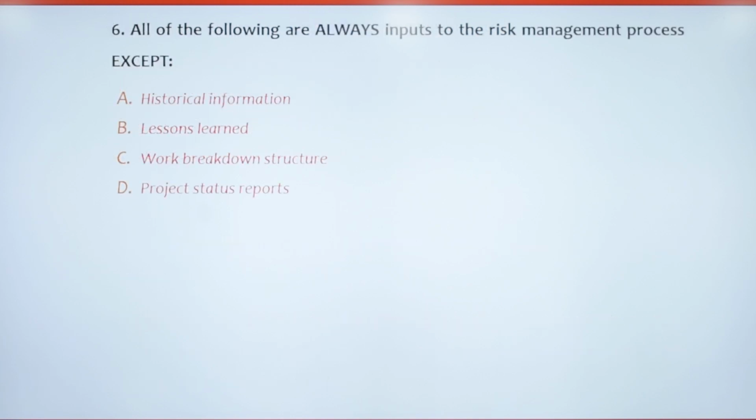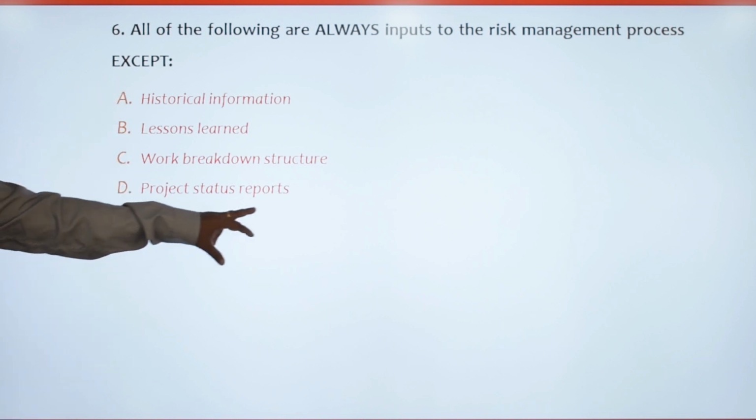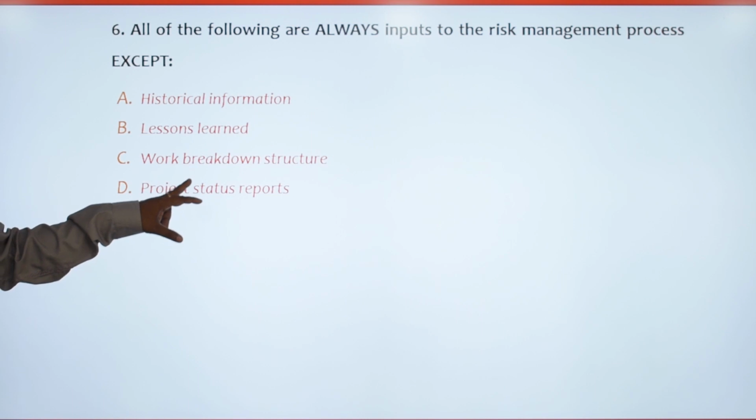Question number 6, all of the following are always input to the risk management process except option A, historical information, B, lessons learned, option C, work breakdown structure, and D, project status reports. The question is about always inputs to the risk management process. You can see this is an output. Project status report is an output. So that will not become an input.